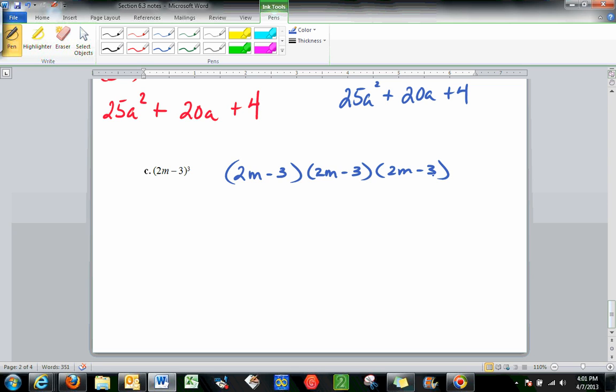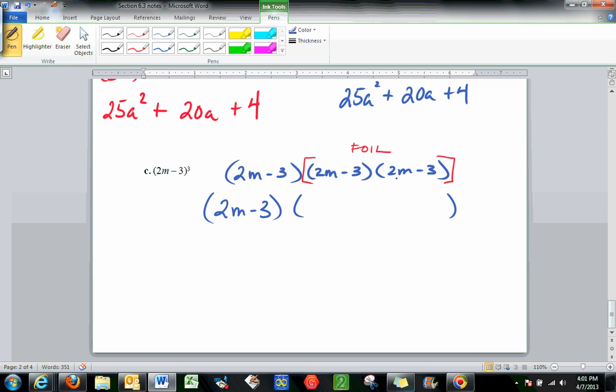Now, here's an important part of this. We could simply distribute the first term times the second term, and then after we get that, distribute it to the third term. But what I'm going to recommend is that we group this off and we do it backwards. Let's go ahead and FOIL the second 2 terms first. So I'm just going to rewrite the first 2m minus 3, and then I'm going to FOIL this second group.